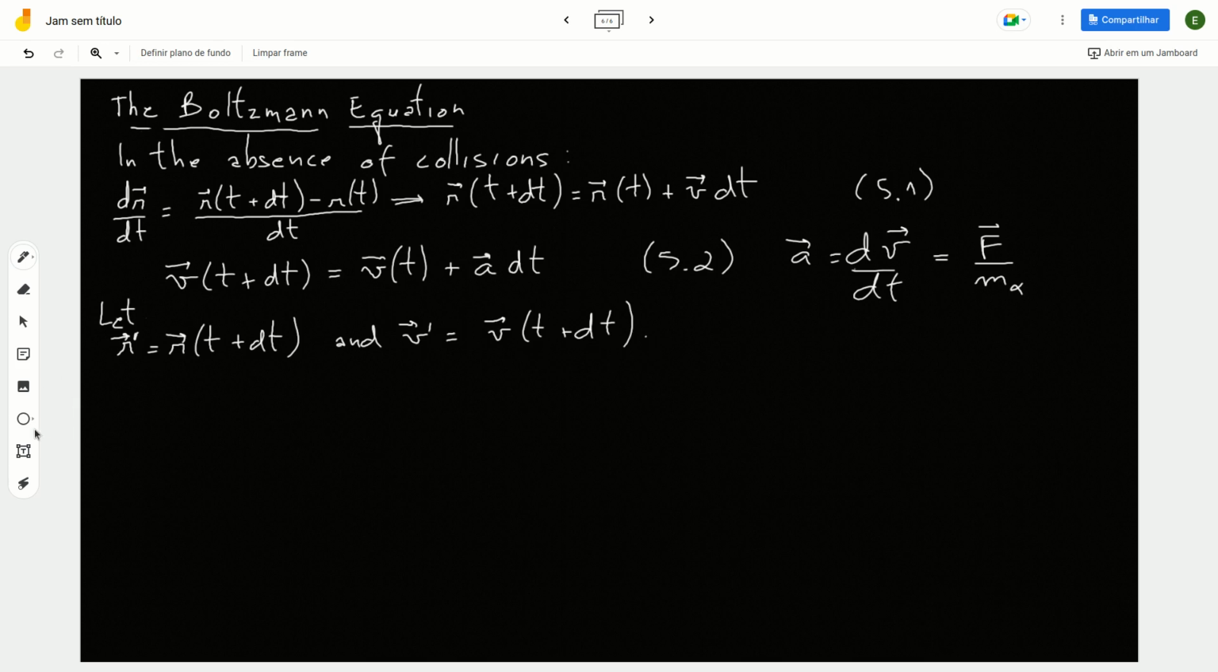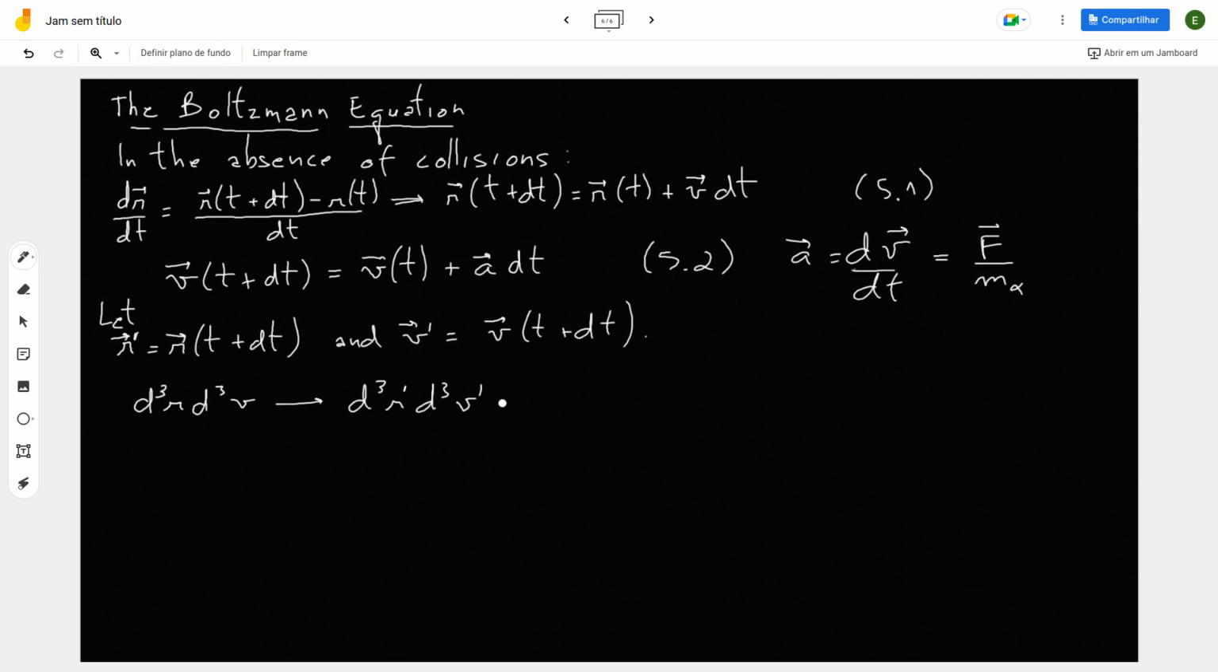So if I have a number of particles in an element d3r d3v at instant t, they'll occupy a different element. So you'll be moving particles from this element to another one. Oh, sorry. This is d3r prime d3v prime. Okay, so we'll be moving from an element to another one based on these relations, and we'll try to figure out an equation for that.